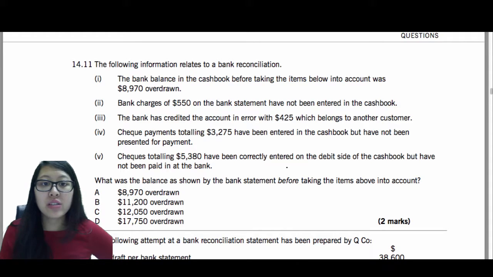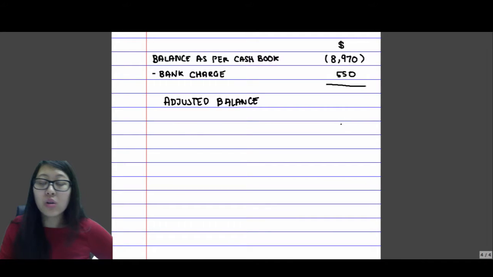For number 5, a check totaling $5,380 have been correctly entered on the debit side of the cash book but have not been paid in at the bank. So it's going to be another adjustment in the bank statement. So we can conclude that our adjustments to our cash book is complete. So all we need to do is conclude by deducting $550. This will give us a $9,520 negative balance. So this is our adjusted balance. We need to find this adjusted balance first because our bank statement, after being adjusted, is also going to show this final $9,520 balance because remember, we assume that the cash book and the bank statement balances are equal.